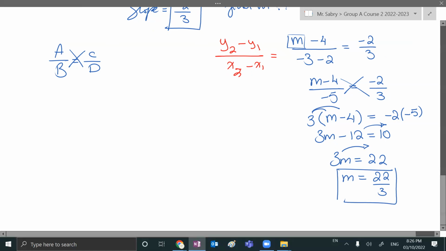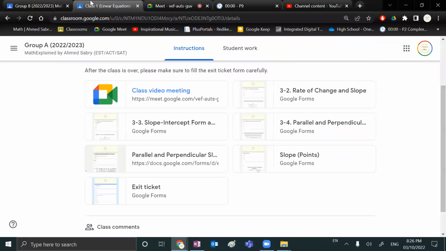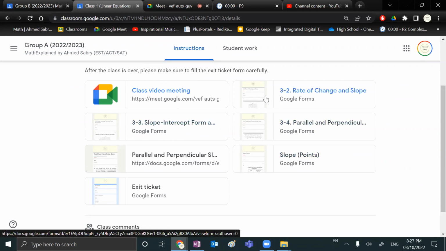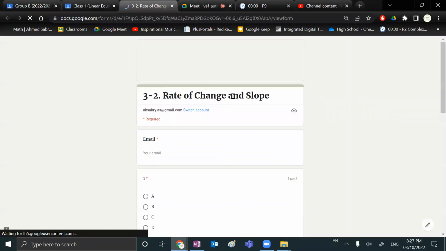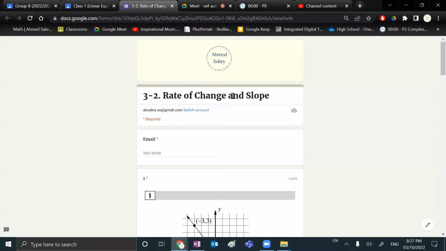Now please head to Google Classroom, Class 1, the one where you found the link, and work on the form that's called 3-2 rate of change and slope. All of its questions are about the slope and the rate of change, so you should be able to easily think in the direction of slope and rate of change.